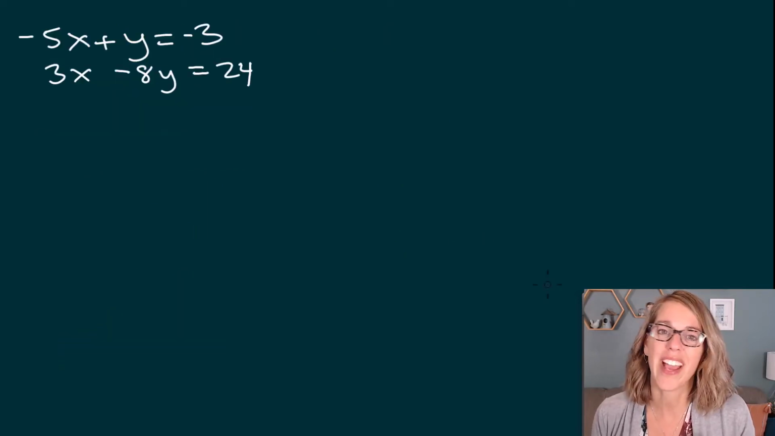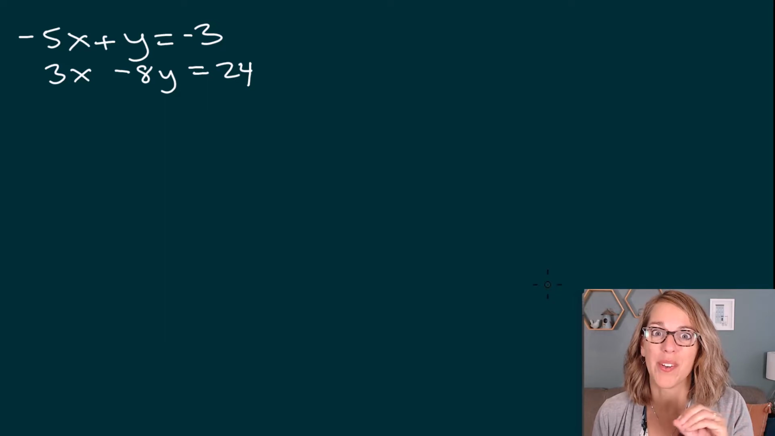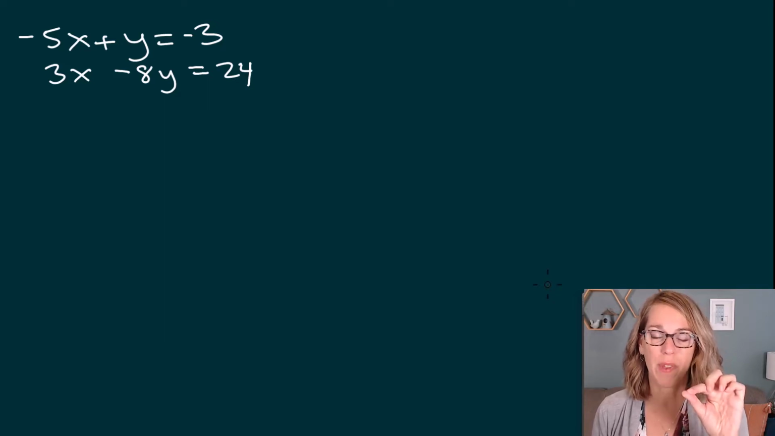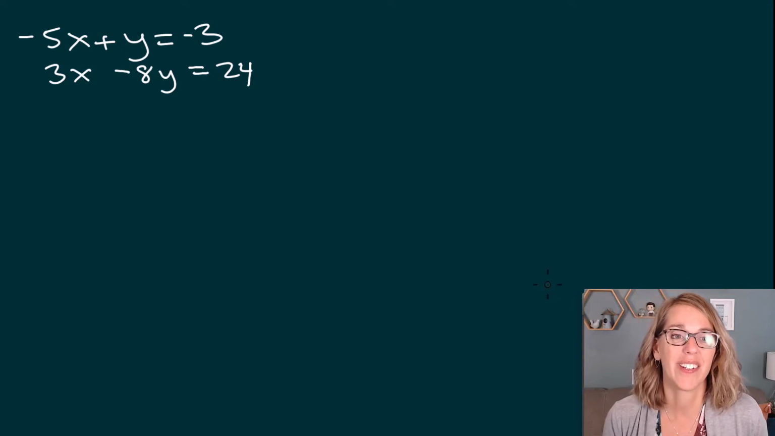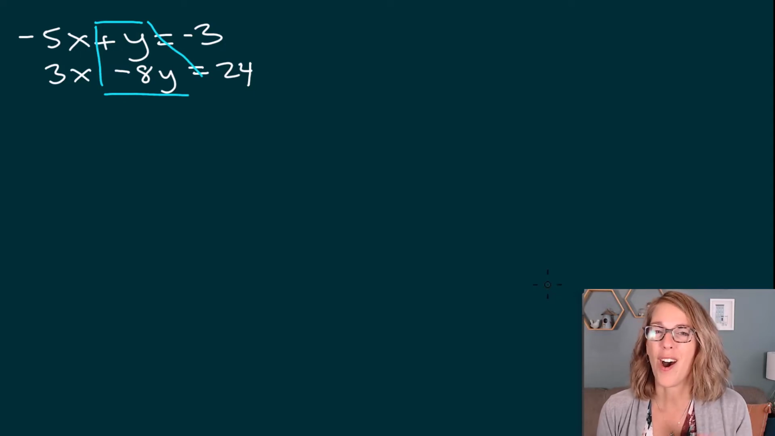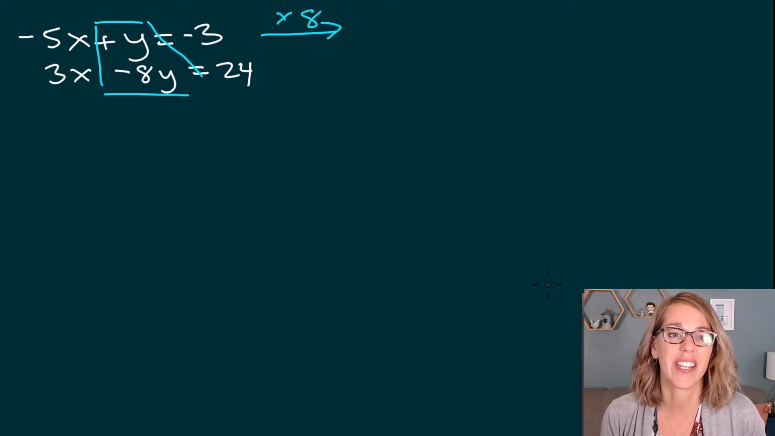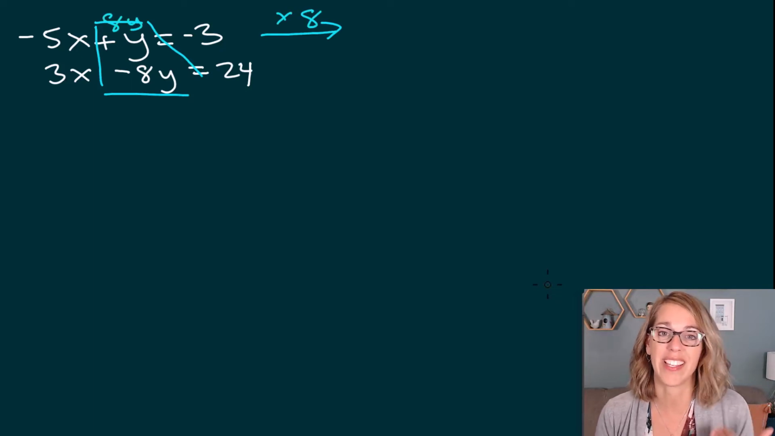In this next one, I can't just eliminate one of my variables as is. Instead, I need to build up those opposite coefficients. So I'm going to choose one of my variables. I want the same number out in front, but opposite signs. Take a look at these y's. They are actually really close. They already have an opposite sign. One's positive, one's negative. All I need to do is to multiply this first equation by an 8, and that's going to give me an 8y here.